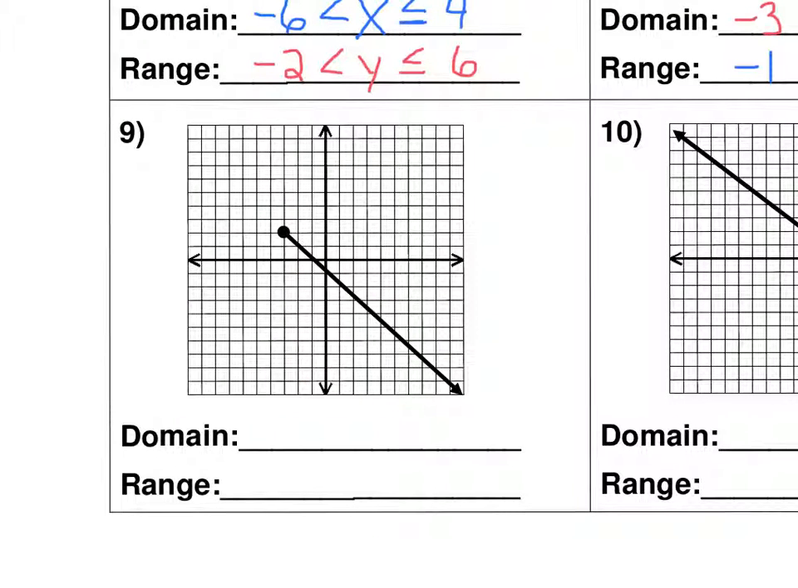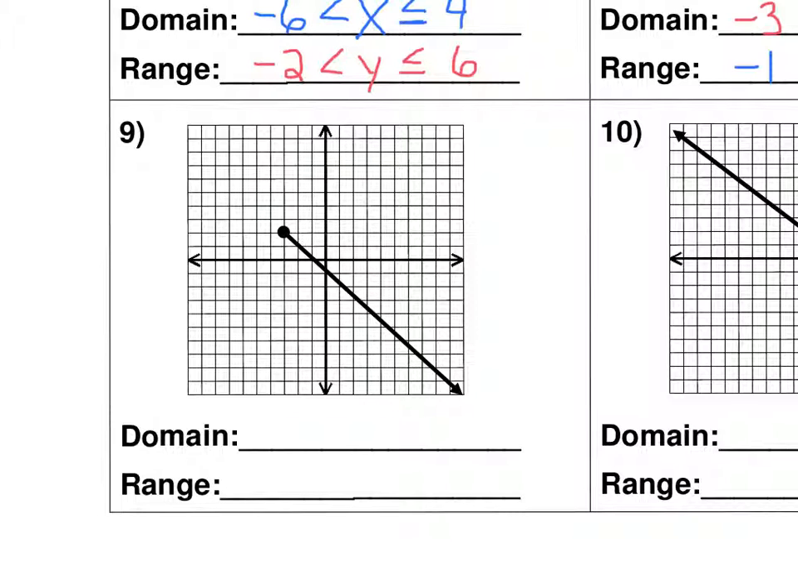All right, the last two. For number 9, notice now this is a ray. It's not a line segment. It begins here at this point, but then it goes on forever. That's what that arrow means there. So let's see how to do these.